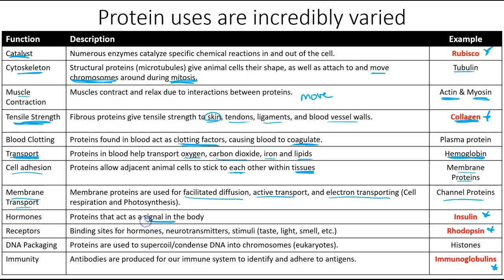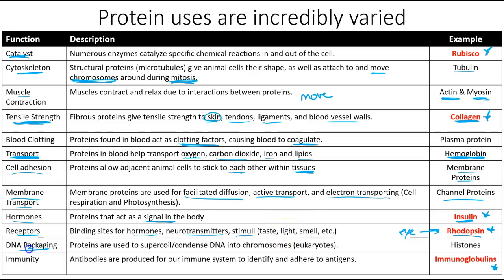Proteins that act as signals in the body, like I said in the first slide, insulin is a hormone that is going to signal the body to absorb blood glucose. Proteins can also act as receptors. These are binding sites for hormones, neurotransmitters, and stimuli. These give you the ability to perceive stimuli. Rhodopsin is a specific protein in your eye that allows you to absorb light, which allows you to see.